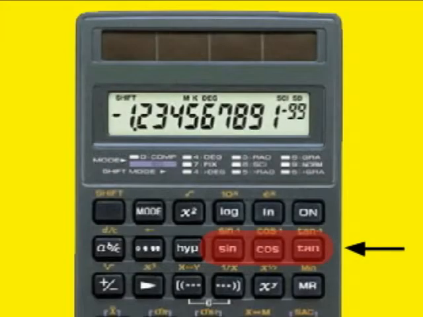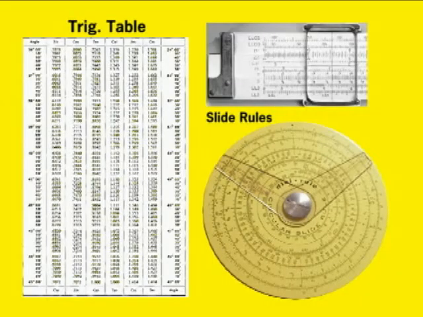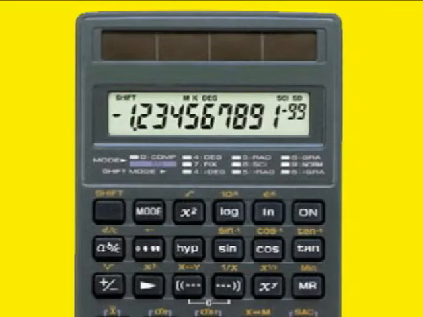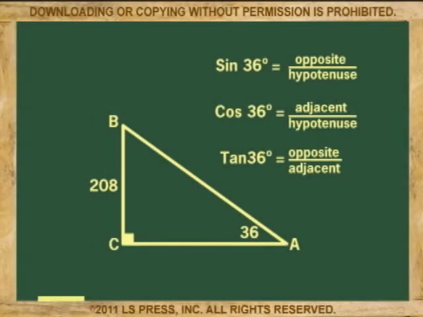And where do we find these ratios for every angle? Well, in the past there were books of tables and slide rules that had trigonometric ratios. Professionals like mathematicians and engineers always kept those tables and slide rules handy. However, since the advent of the handheld scientific calculator, tables became obsolete, and today the scientific calculator gives us the ratios.